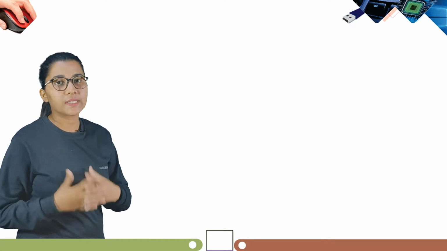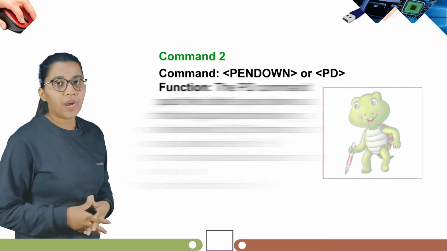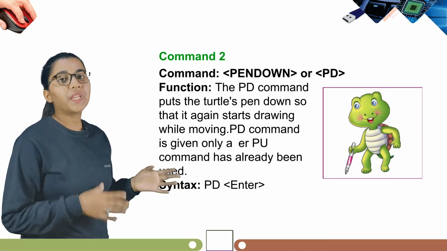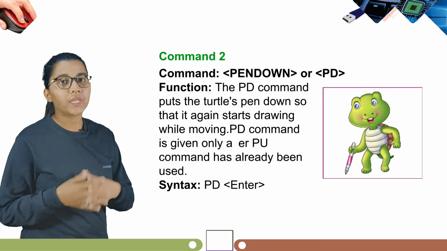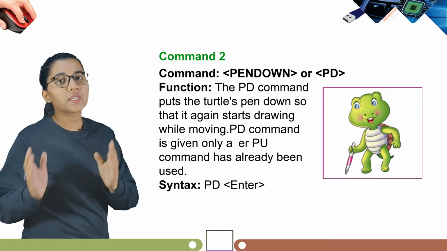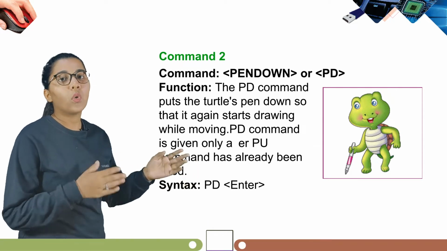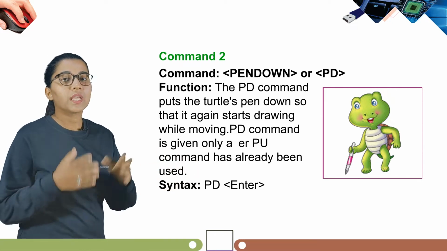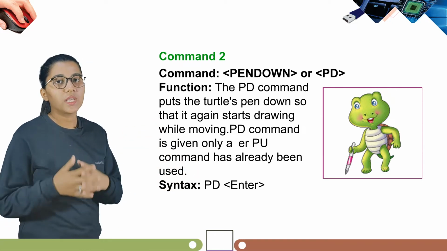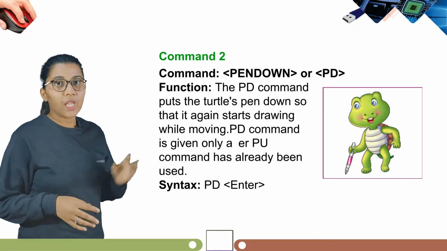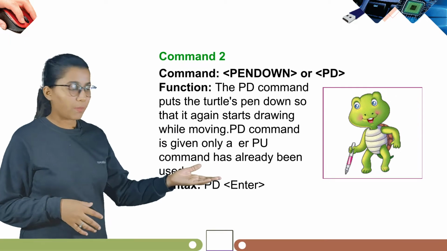Now students, let's learn about command 2. Command pen down or PD function. The PD command puts the turtle pen down so that it again starts drawing while moving. PD command is given only after PU command has already been used. Syntax is PD and enter. Now students, here you can see the picture of command 2.